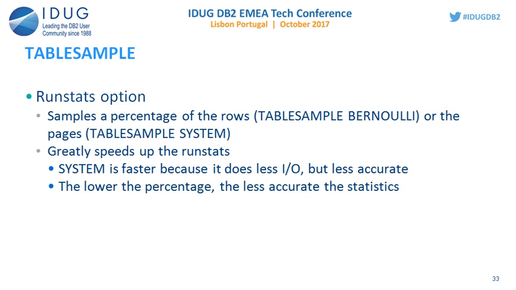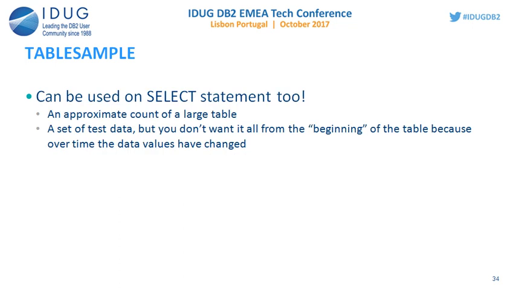Now, on RUNSTATS, if you don't care about completely accurate statistics, you can speed up your RUNSTATS with the TABLESAMPLE option. It tells DB2 to only sample either a percentage of the rows or a percentage of the table, of the pages. And it makes the RUNSTATS much faster. The lower the percentage, the faster, but the less accurate the statistics. But if you're having trouble fitting in your RUNSTATS, that's something you could look into. Did you know that you can put it on a select statement too?